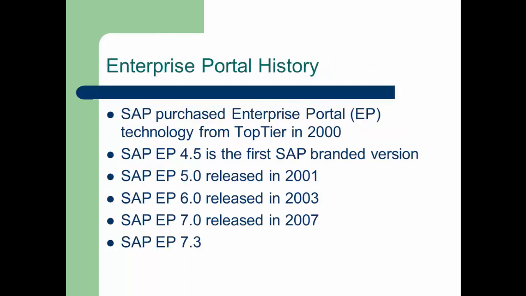The SAP Enterprise Portal history: SAP purchased Enterprise Portal technology from TopTier organization in 2000. The first branded version is SAP EP 4.5, 5.0 was released in 2001, 6.0 released in 2003, 7.0 released in 2007. So many customers implemented the 7.0 version. Now the latest version is 7.3, and 7.4 is also there.